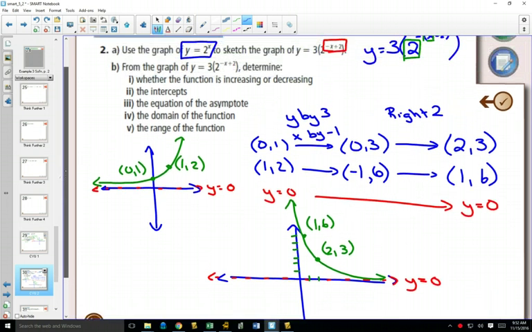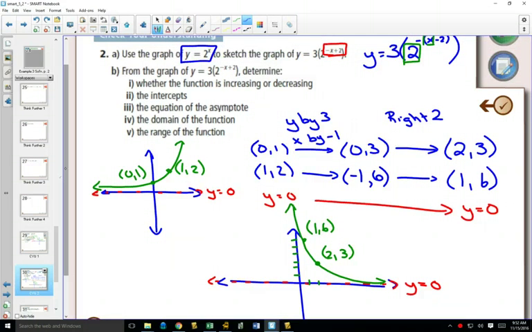Now that we have our graph, we can answer some of the characteristics. Is this new one increasing or decreasing? It's decreasing. The intercepts. Well, the intercepts don't show up on my graph. I know that there's no x-intercept because I have an asymptote at y equals 0. But I didn't label my y-intercept. Question is, what is this point right up here when x is 0?